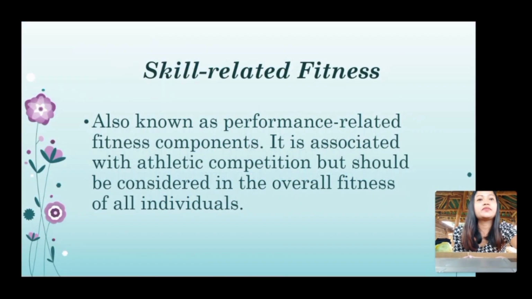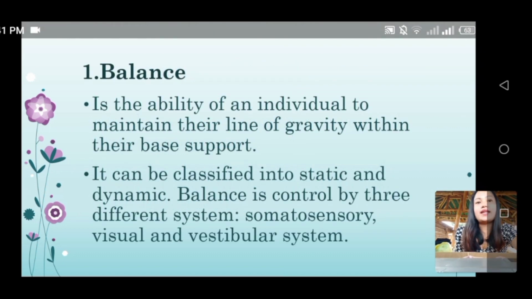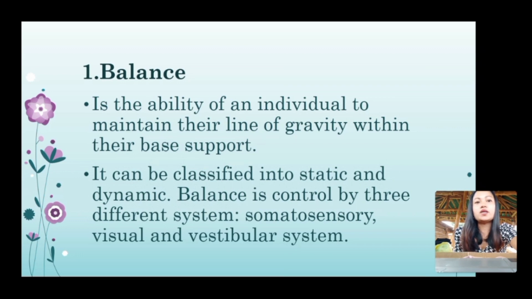And the next is the skill-related fitness, the last one. It is also known as performance-related fitness components. It is associated with athletic competition but should be considered in the overall fitness of all individuals. And the first is the balance. It is the ability of an individual to maintain their line of gravity within their base of support. An example of this balance is standing with your weight on one leg and raising the other leg to the side or behind you.